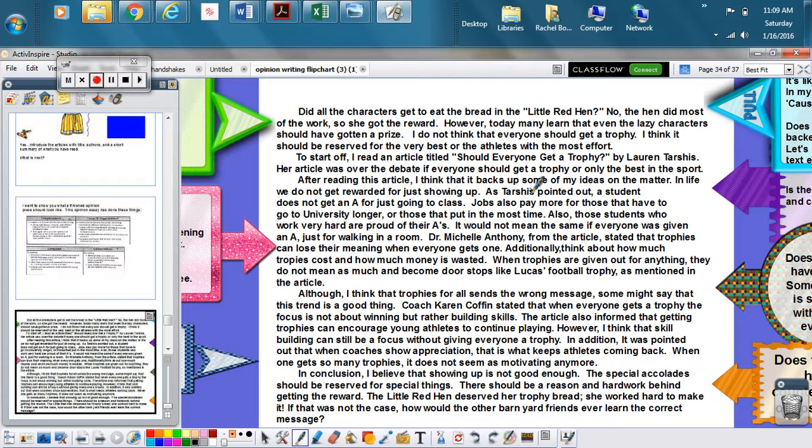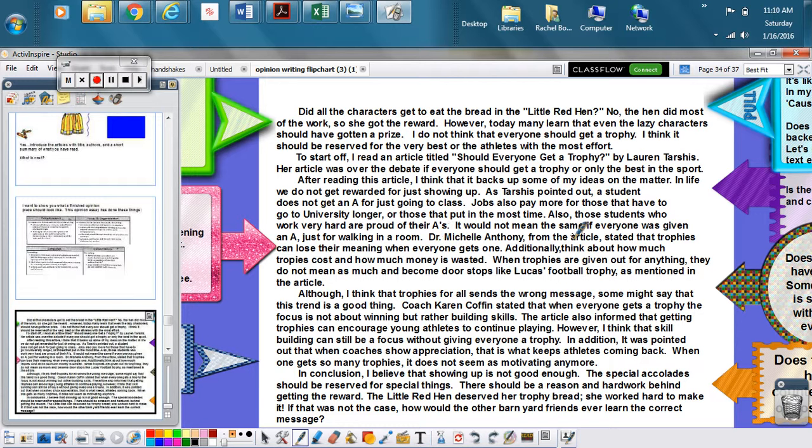As Tarshis pointed out, a student does not get an A for just going to class. Jobs also pay more for those that have to go to university longer or those that put in the most time. And that is, again, one of my reasons that I'm putting in there. Also, students who work very hard are proud of their A's. It would not mean the same if everyone was given an A just for walking in a room. And then I want to back this up with text evidence.